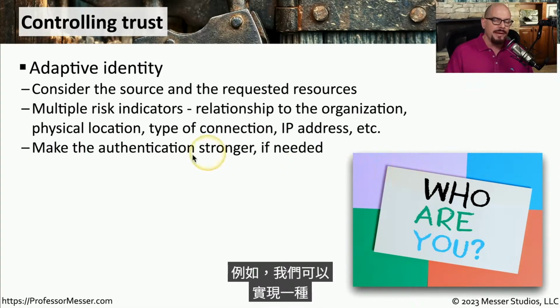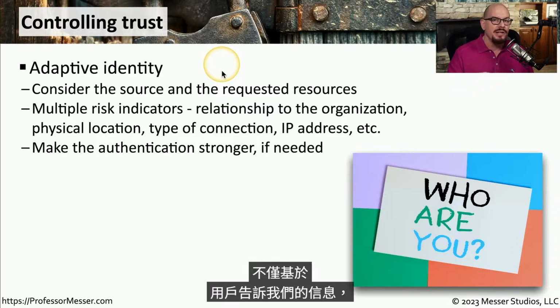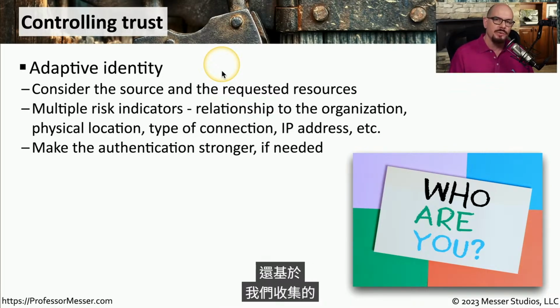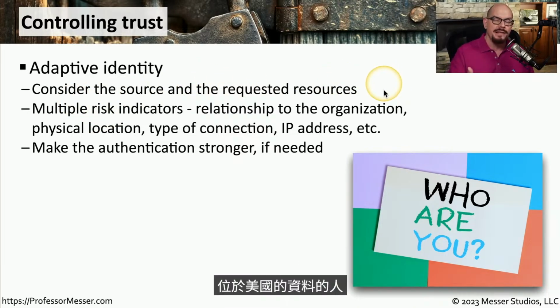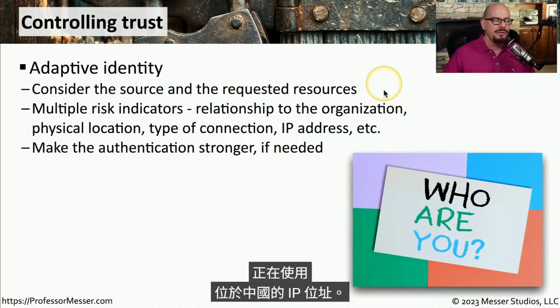For example, we can implement a technology called adaptive identity. This is where we are examining the identity of an individual and applying security controls based on not just what the user is telling us, but other information that we're gathering about this authentication process. For example, we might want to look at the source of the requested resources. Perhaps someone who is requesting data that's located in the United States is using an IP address that's in China.